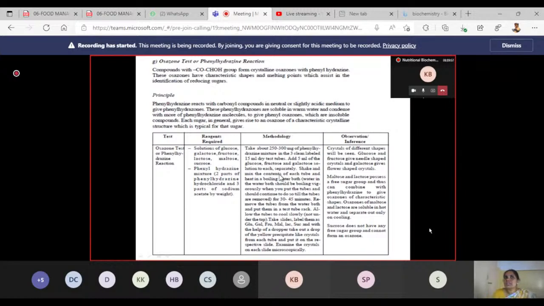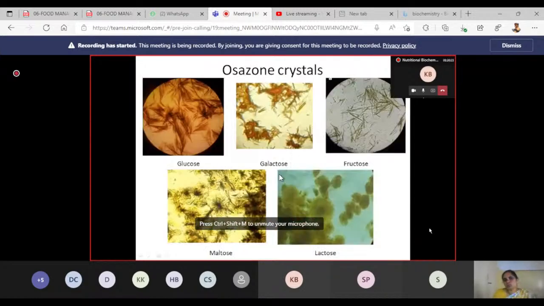Here you have to observe under a microscope. Okay, so the crystals you have to go and observe under a microscope. Under the microscope, you can differentiate which sugar it is. So you take your sugar, you add phenylhydrazine to it, sodium acetate to it, boil it until it forms a crystal. After it forms a crystal, take a small part of the crystal and observe under microscope.